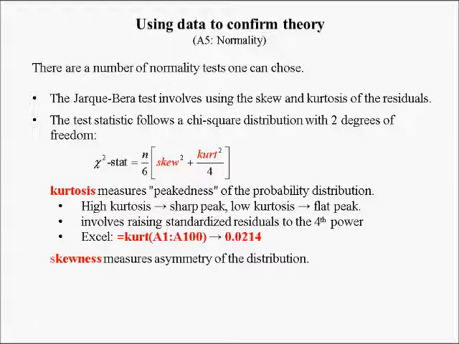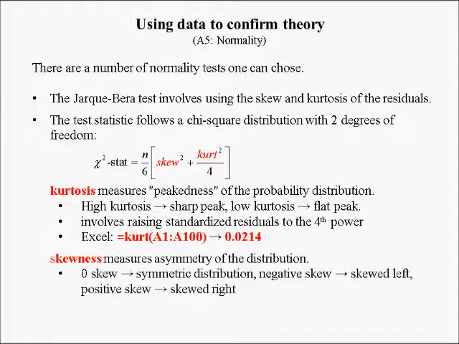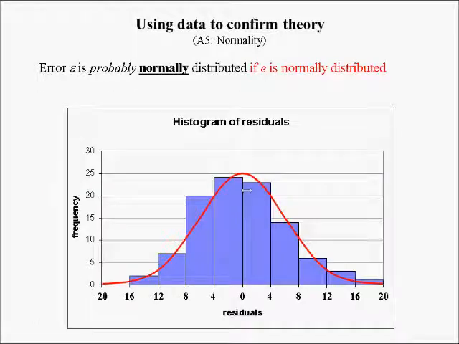Skewness measures the symmetry of the distribution. Zero skew means the distribution is symmetric. Negative skew means we're skewed to the left. Positive skew means skew to the right. This is the center of the distribution, right?